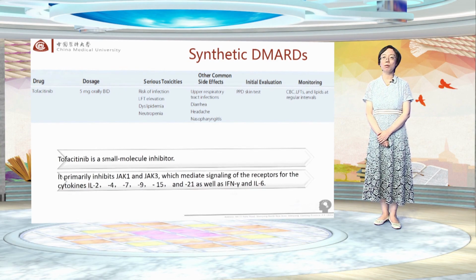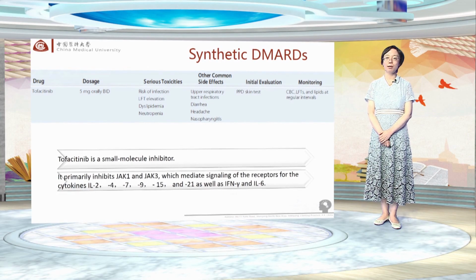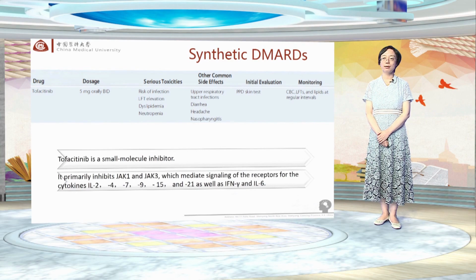Tofacitinib is a small molecule inhibitor that primarily inhibits JAK1 and JAK3, which mediate signaling of the receptors for cytokines IL-2, 4, 7, 9, 15, and 21, as well as interferon gamma and IL-6.